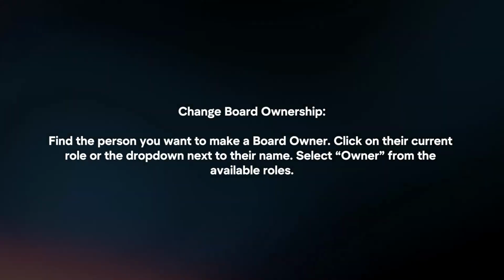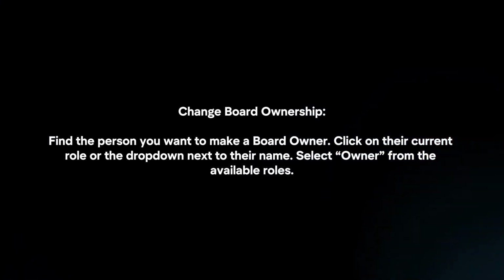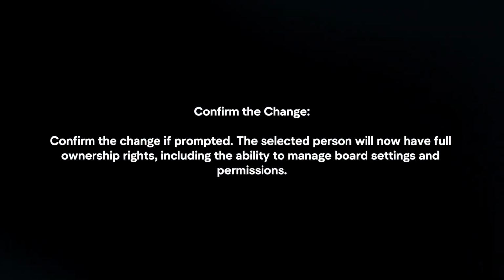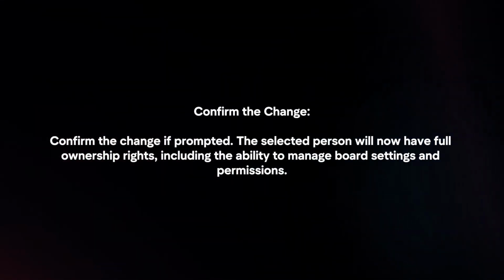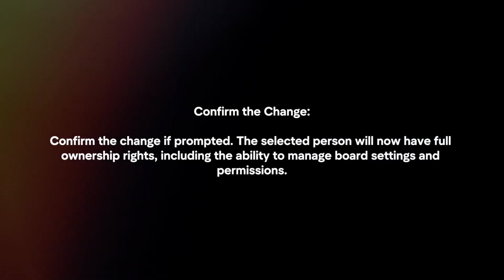Change board ownership. Find the person you want to make a board owner. Click on their current role or the drop-down next to their name. Select owner from the available roles. Confirm the change if prompted. The selected person will now have full ownership rights, including the ability to manage board settings and permissions.